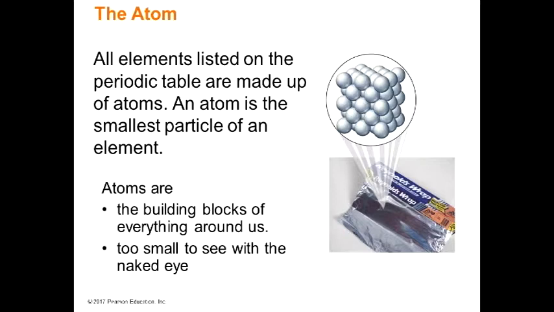All elements listed on the periodic table are made up of atoms. Atoms are the smallest particle of an element. There you go. The smallest particle of an element, I expect you to know that definition, atom. Atoms are the building blocks of everything around you, too small to see with the naked eye. The building block, you are atomic. Okay? You get it?